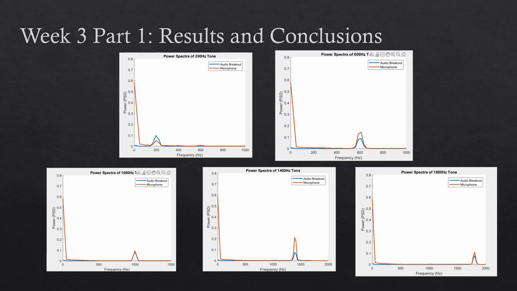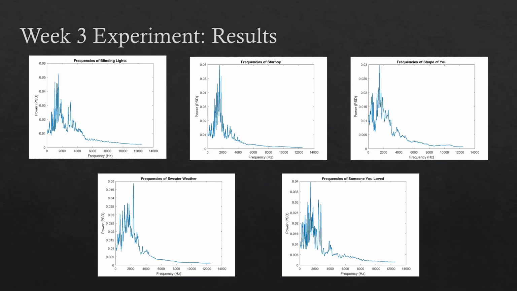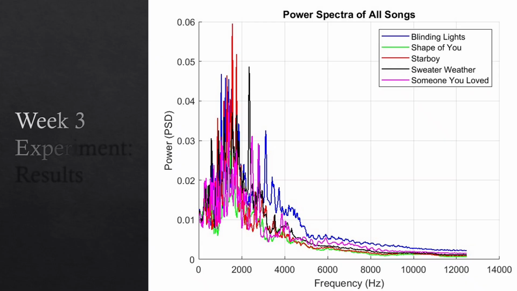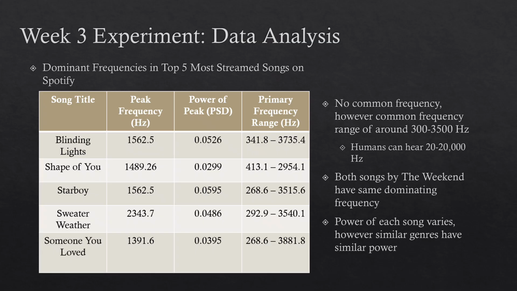Here are the results for the microphone validation. As you can see, their frequencies are very similar, and so that's how we can tell that it's working. Here are my results from the experiments. Here I overlaid all of the song power spectrum so that we can compare them more easily. The table shows the peak frequency and the power of that peak frequency, as well as a general frequency range of the songs.